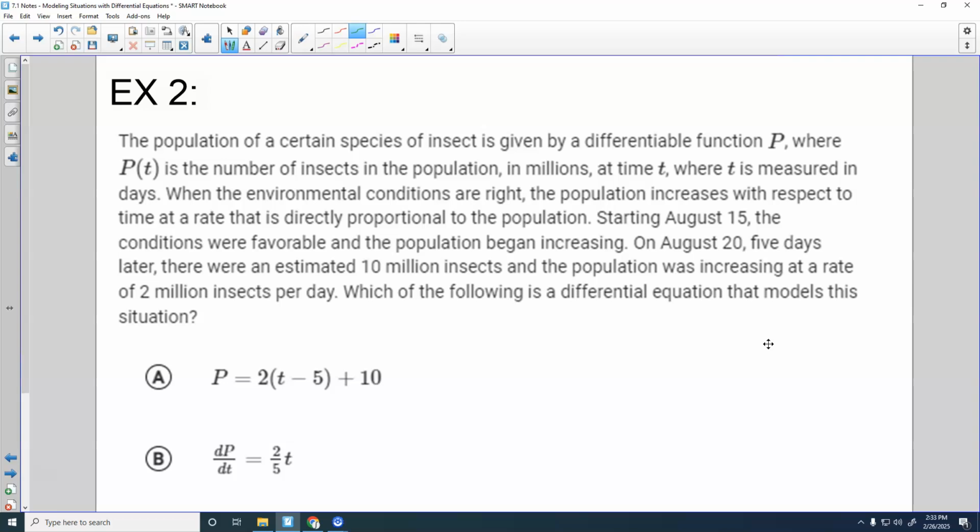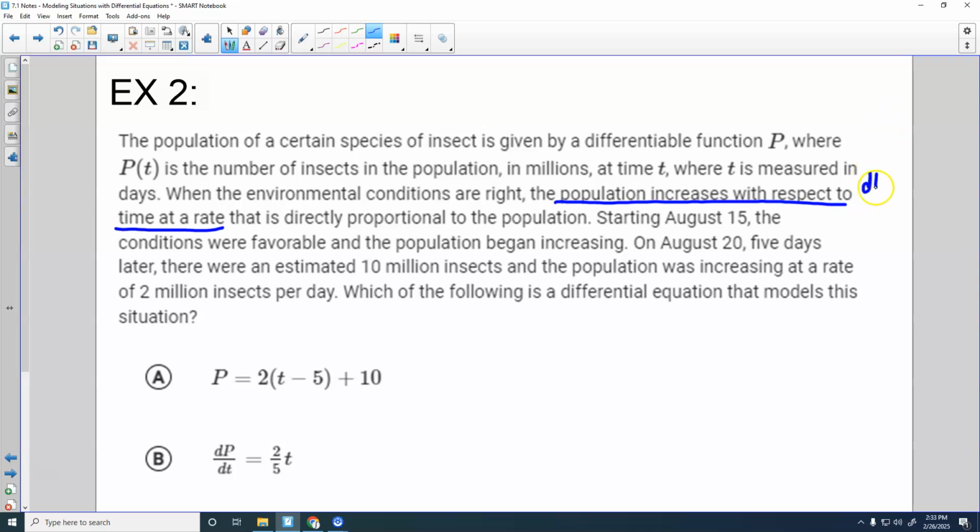Now, this one's going to have a little bit more work to go with it. We're going to actually find the K for this. But we're going to start by writing our differential equation like we did before. So the beginning part is just basically telling you P is population. Right? It says when the environmental conditions are right, the population increases with respect to time at a rate. So population increases with respect to time at a rate. What's that telling us to do?